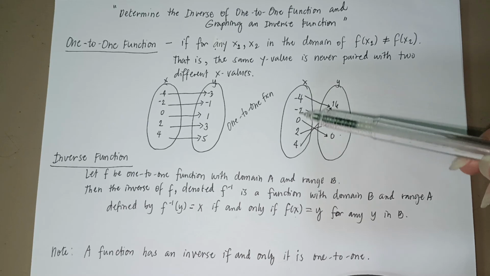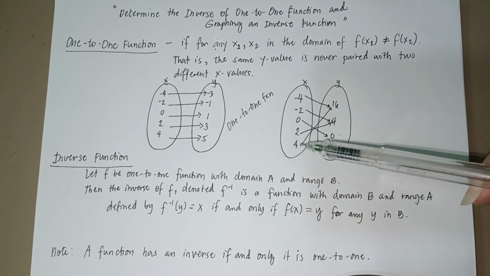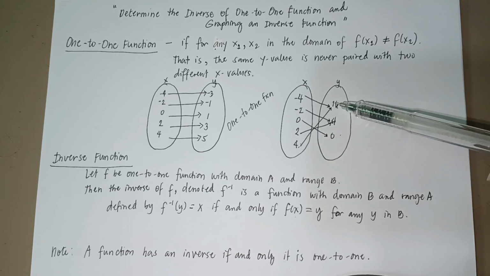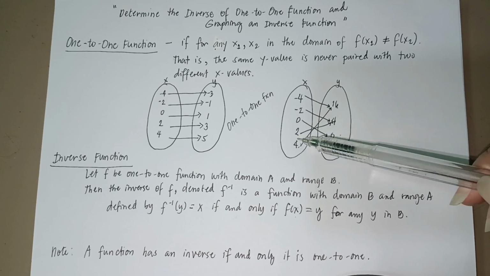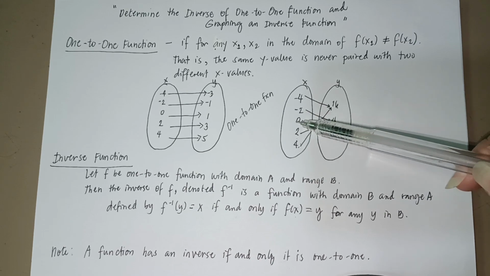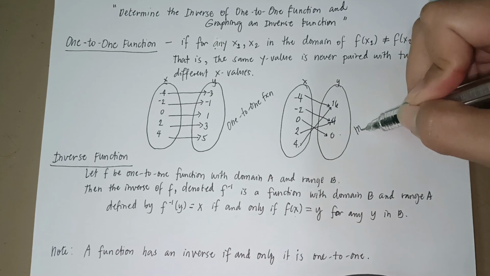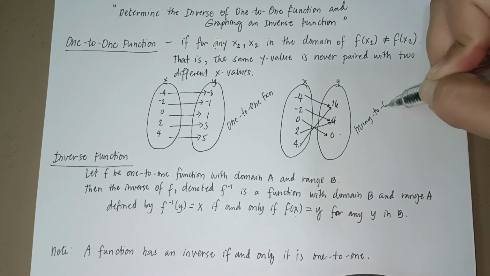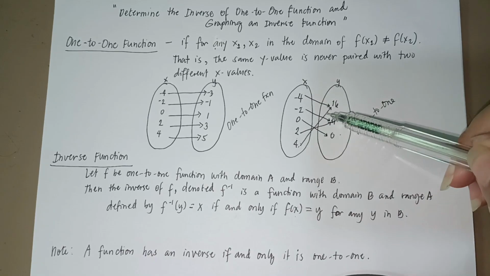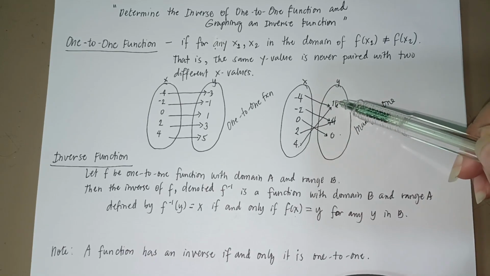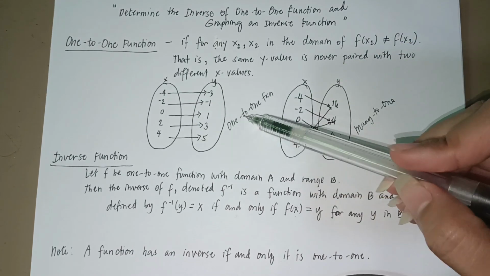Let's look at the other mapping diagram. We see that negative 4 is mapped to 16, and also positive 4 is mapped to positive 16. Negative 2 is mapped to positive 4, and positive 2 is mapped to 4, and 0 is mapped to 0. As you can see, we call this many-to-one, as many values of x are mapped to only one value of y. So, in this case, it does not fit the format of a one-to-one function.